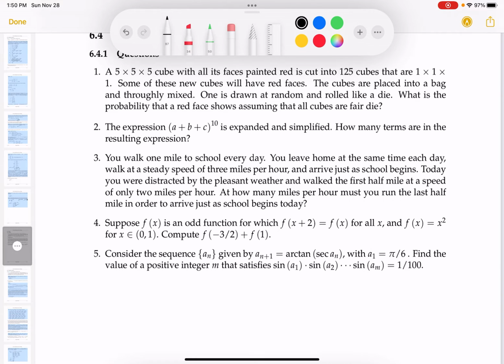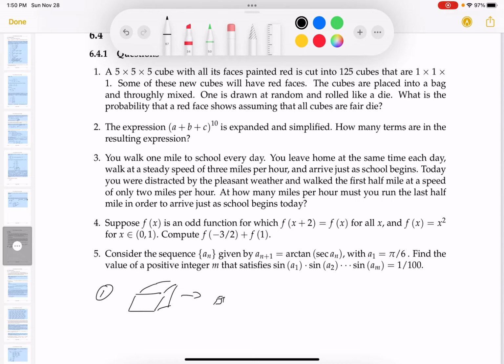All right, 1 says there's a 5 by 5 by 5 cube, and all faces have been painted red. So I know there's a cube like this over here. Every side's painted red. And then it says it's cut into 125 cubes. So this is cut into 125 little tiny cubes. So the total number of cubes now is 125. So let's take a look at this.